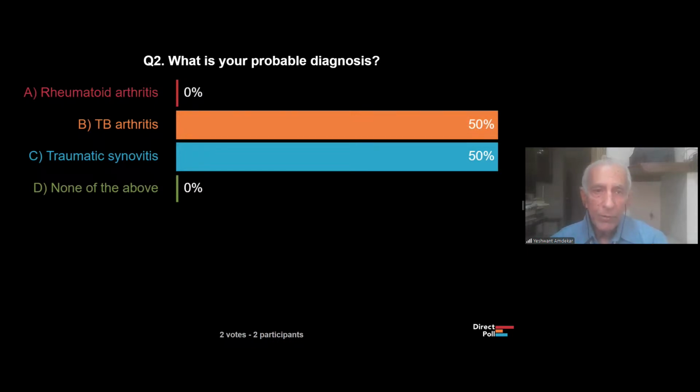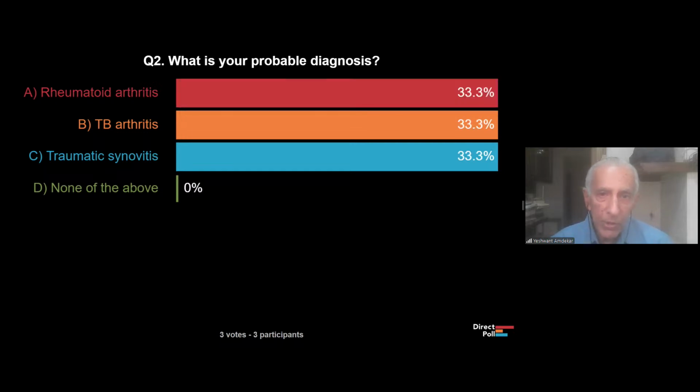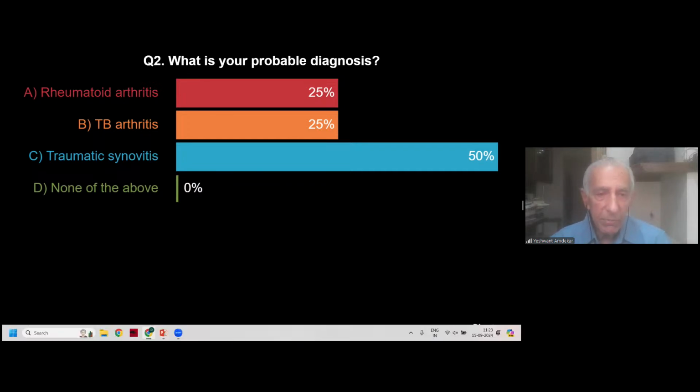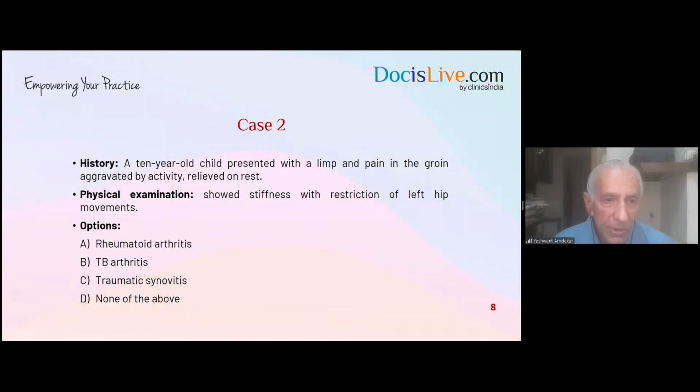Well, the majority of you have voted. Certainly, you have ruled out rheumatoid arthritis, but yes, there are a few. But the majority of you seem to be favoring traumatic synovitis. Can I have the slide, please? Yes, you are right. But a 10-year-old will not miss the history of trauma.